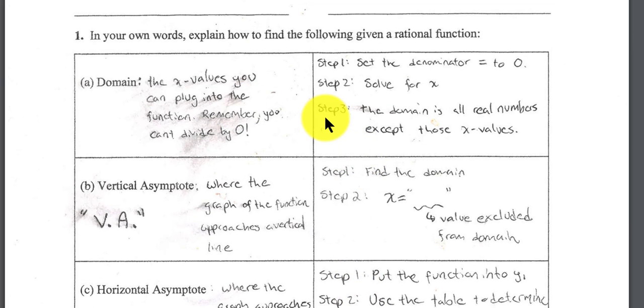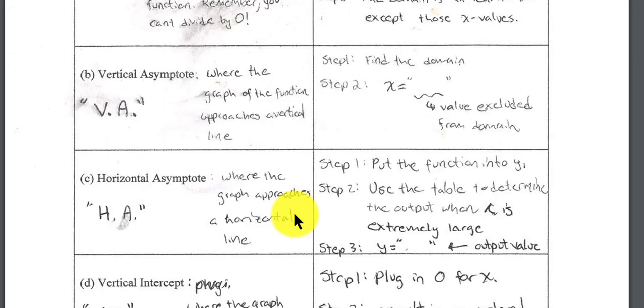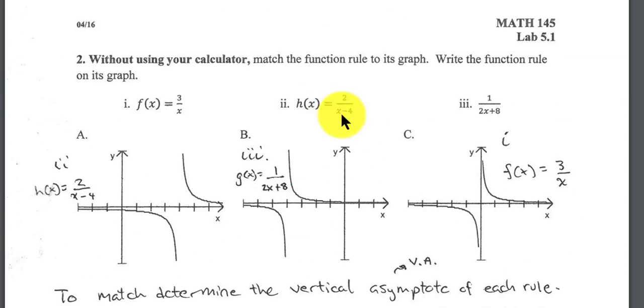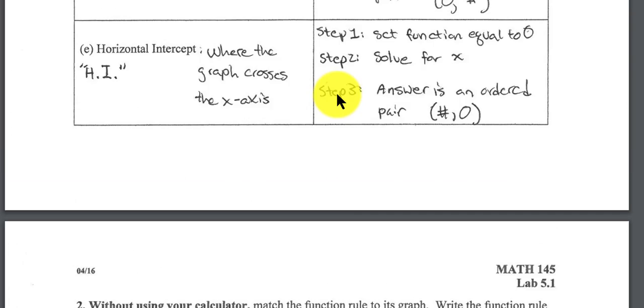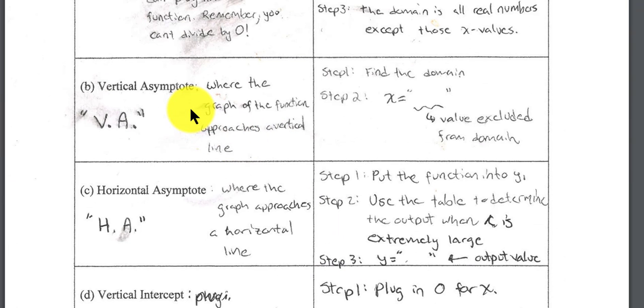Okay. The vertical asymptote is the exception to the domain. So if I look at this problem again as an example, if the domain is all real numbers except 4, or except x equals 4, the vertical asymptote happens at x equals 4, right? So the exception to the domain is your vertical asymptote, okay?